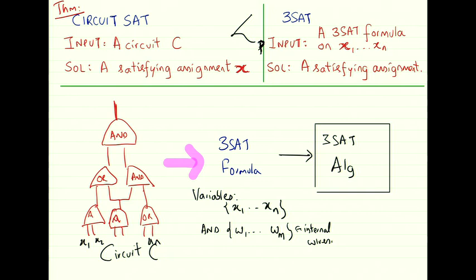Right? Okay. So let's see how to do that. Let's try to do that gate by gate. So let's say in the circuit you have an AND gate. And then let's say the input is a wire WI, and then this is another wire WJ, and the output is a wire WK.